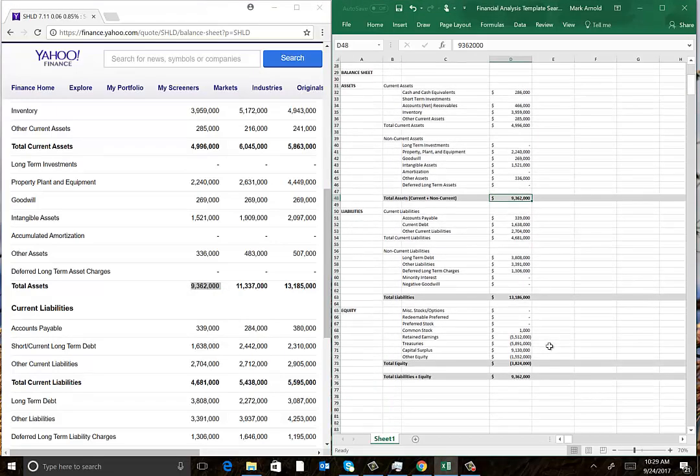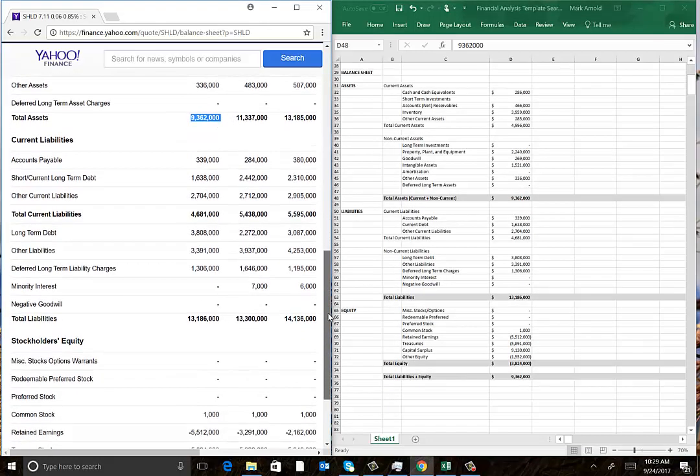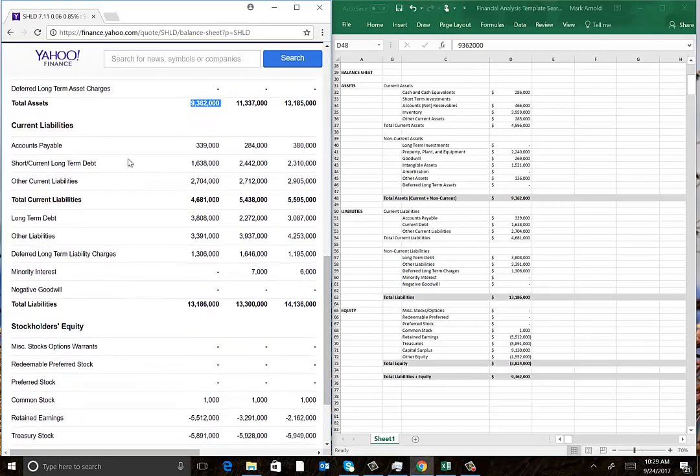And continuing on, let's go ahead and look at our liabilities to make sure I've entered these all correctly. So accounts payable right here, okay, which is what Sears owes to other people, 339,000, and that's short term, okay, that's within 1 year. Current debt of 1,638,000 right there. Other current liabilities of 2,704,000.